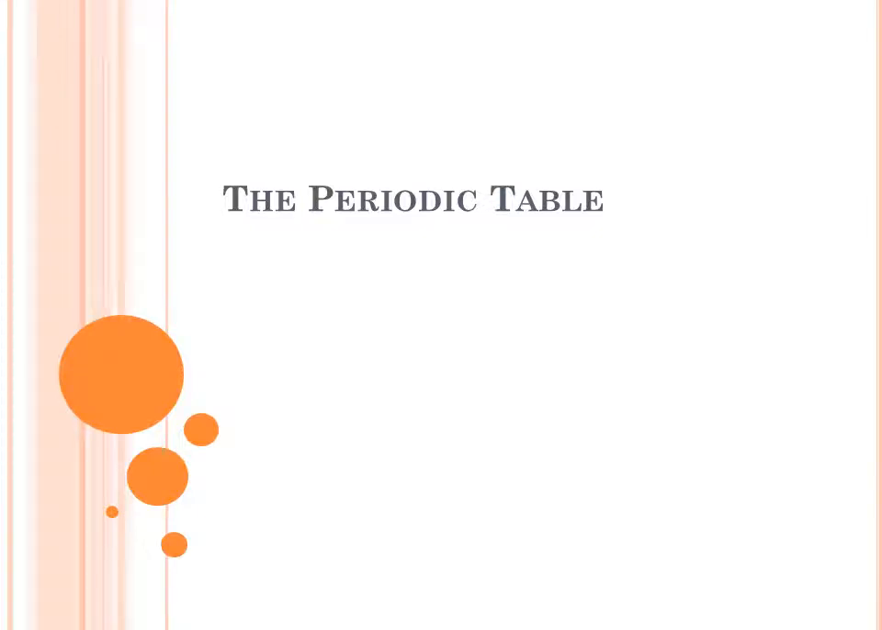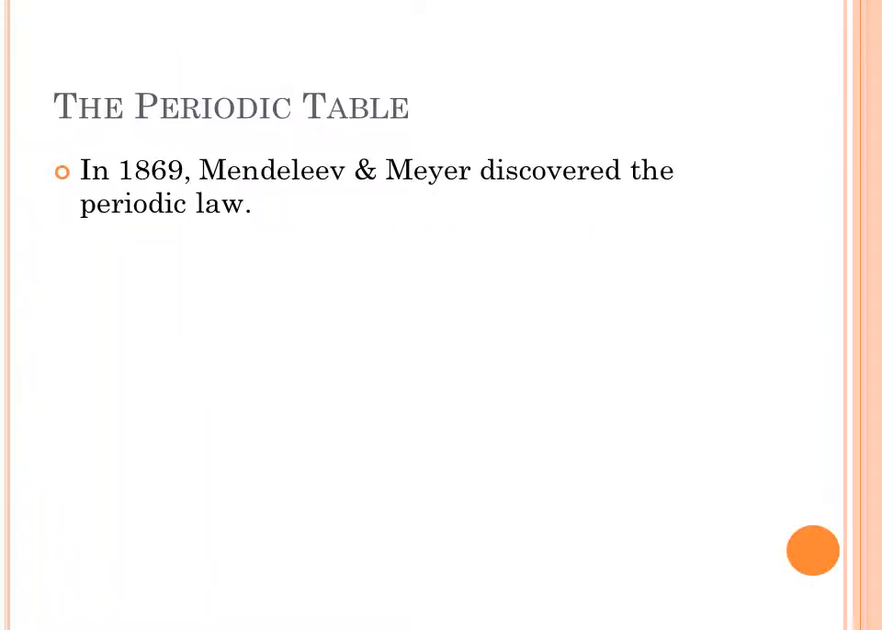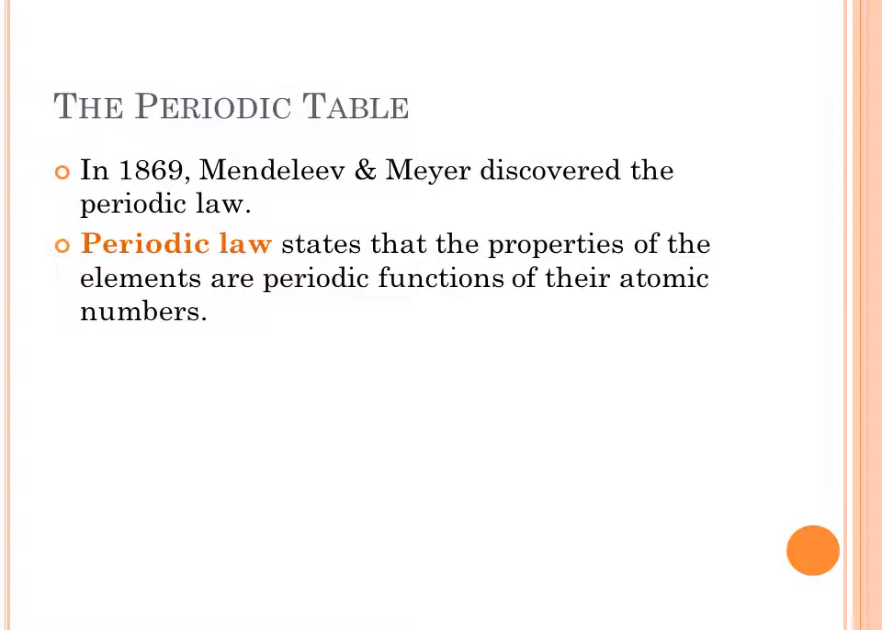This is a brief tutorial on the periodic table. In 1869, Mendeleev came up with the idea of periodic law, followed closely by Meyer. Periodic law states that the properties of these elements will repeat themselves every so often as a function of their atomic numbers.